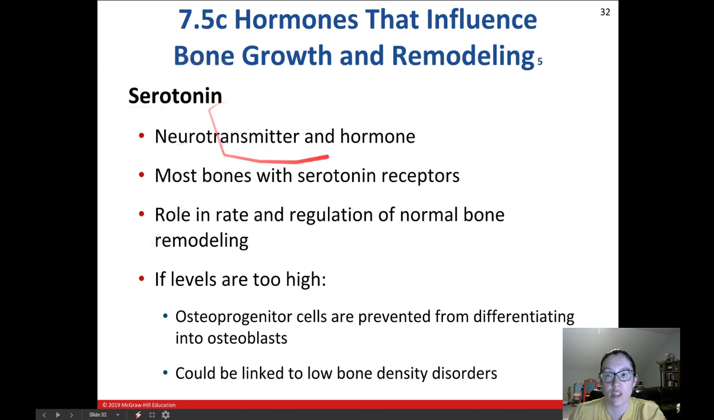Serotonin is a neurotransmitter and a hormone, so we'll talk a lot about neurotransmitters in a bit. But your bones actually have receptors for serotonin, and so it has a not very well defined role in the regulation of normal bone remodeling. But we think that if levels are too high, then the osteoprogenitor cells can't turn into osteoblasts, and it might be linked to low bone density disorders, but they're still doing research in this area.